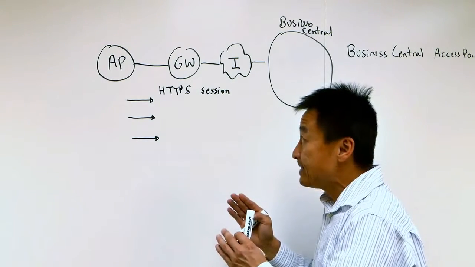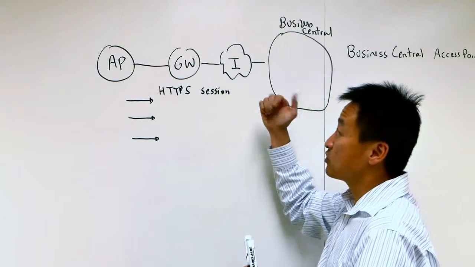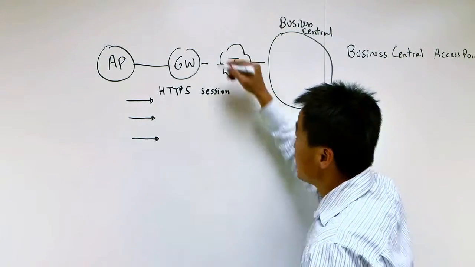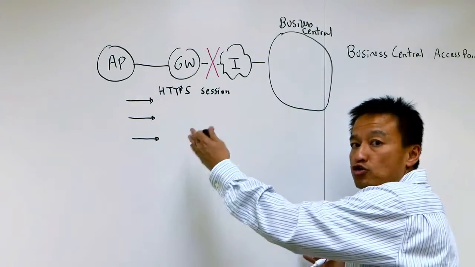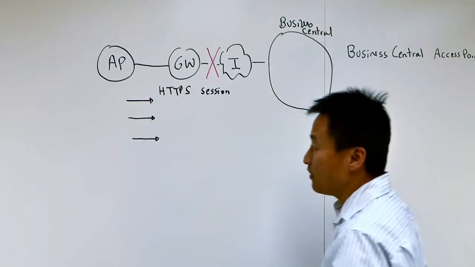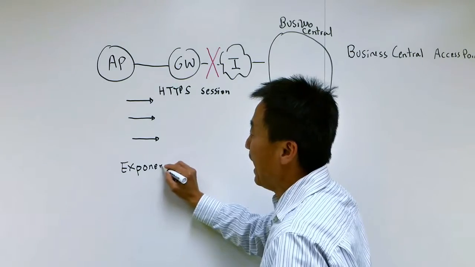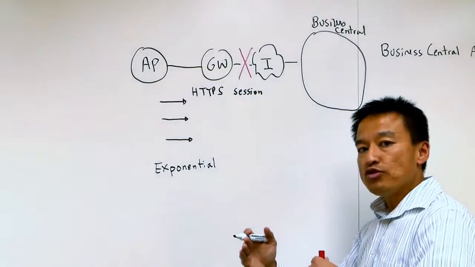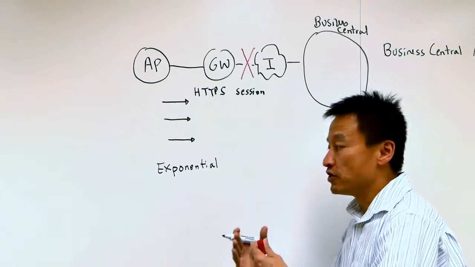Now, when the access point first tries to communicate with Business Central and there is some connection issue, I'll put a red item here to show there's no connection for some reason. The access point is going to try 3 times, and then it's going to back off. We have an exponential backoff, so that as the access point tries more often, the gap between tries will increase. That way you don't incur too much traffic over the network.